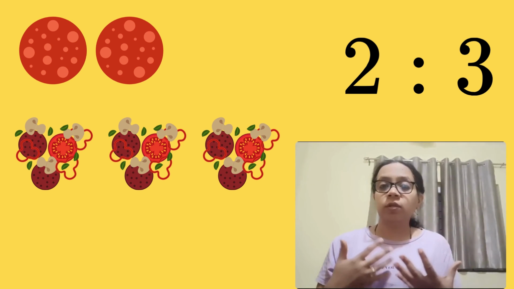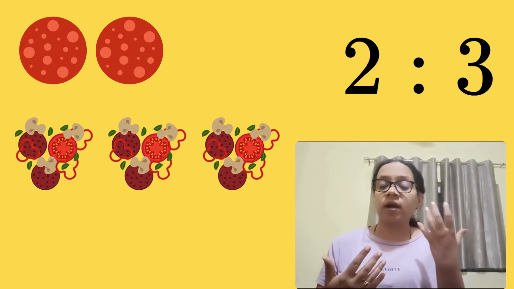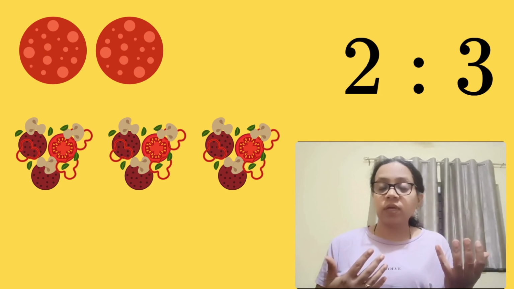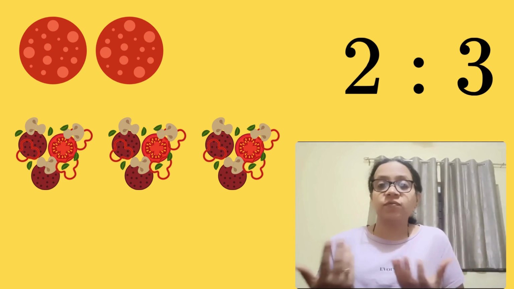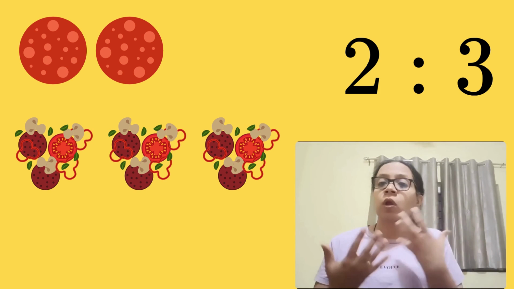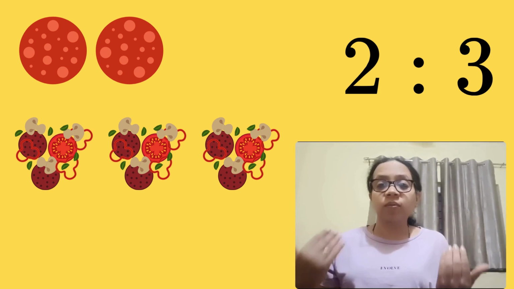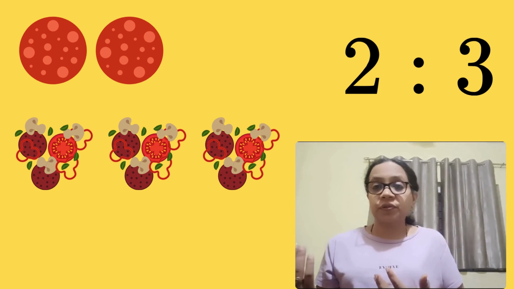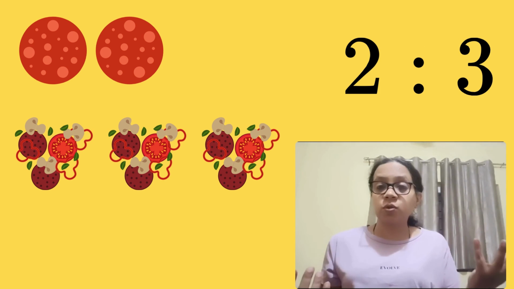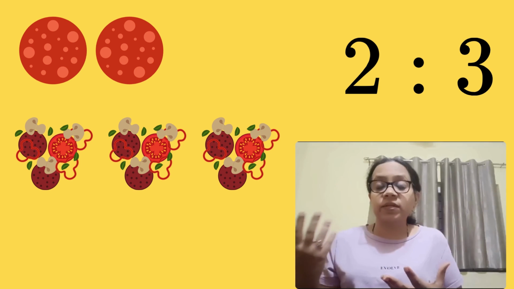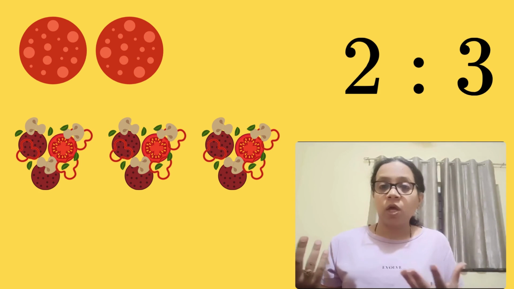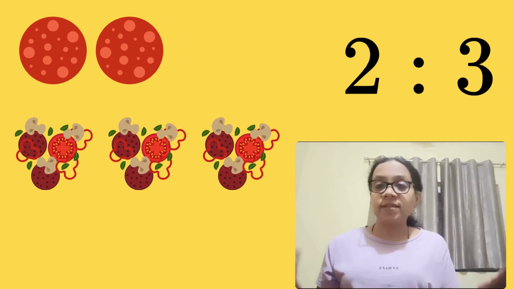Same way, if we look at the toppings for the pizza, suppose you have 2 cups of pepperoni and 3 cups of veggies for 2 pizzas. What will be the equivalent ratio of 2:3? Would it be 8:15 or would it be 6:9? And for how many pizzas would that be? So you can put your answers in the comment section.